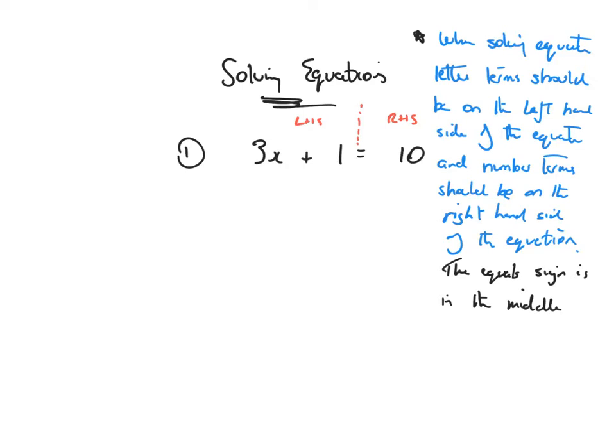Okay, so first of all, let's establish what kind of term each of these are. So I've got 3x, I've got 1, I've got 10. Well, 1 and 10 are clearly number terms. What about 3x? Well, 3x is the same as x plus x plus x, and I think we would need to agree that that is definitely a letter term. So 3x is definitely a letter term. It's x plus x plus x.